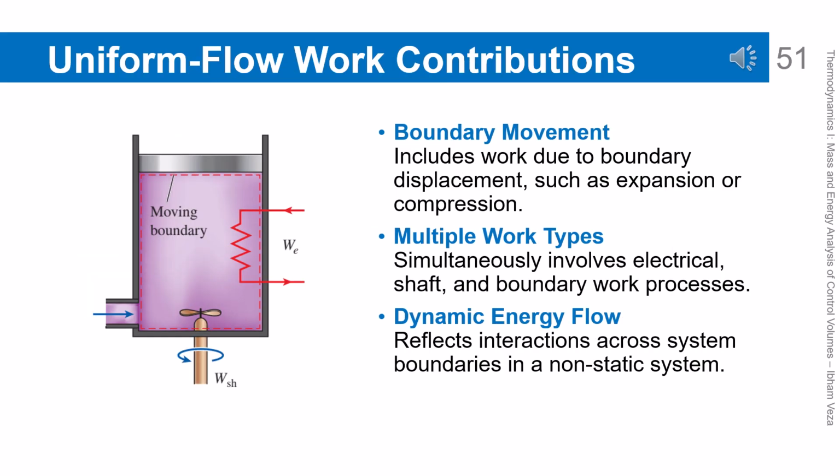Uniform flow work contributions. In a uniform flow system, work can come from boundary movement, such as expansion or compression. In addition, work can also appear as shaft work and electrical work at the same time. All these work contributions must be included in the energy balance. This shows that a single system can have many energy interaction mechanisms. A complete analysis must always identify all forms of work involved.